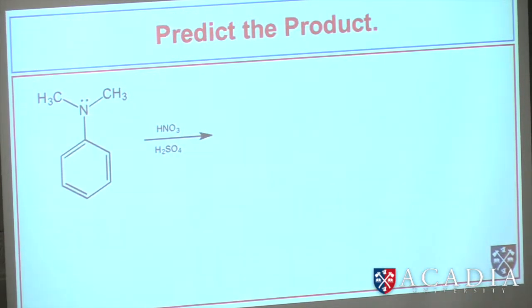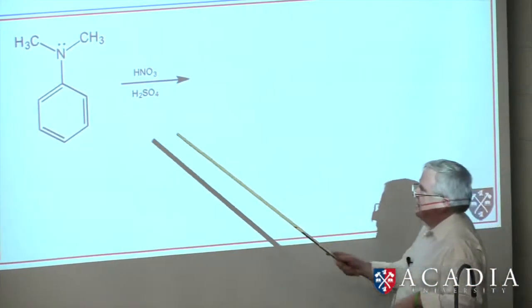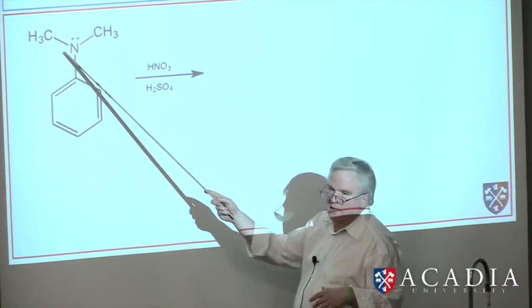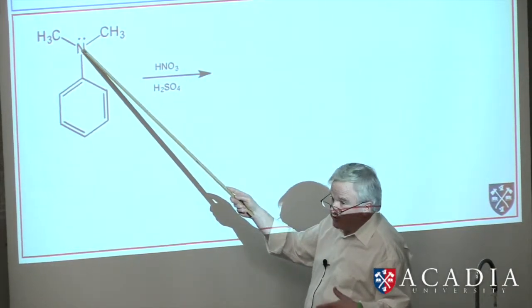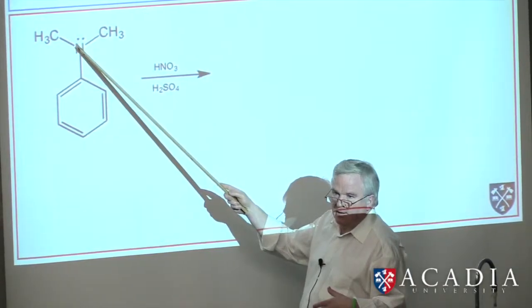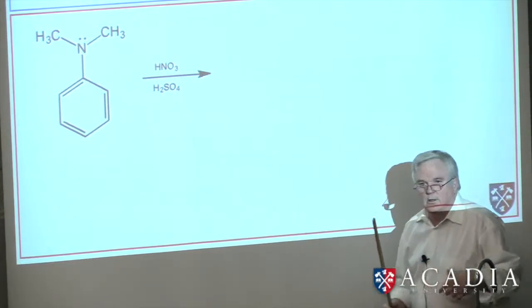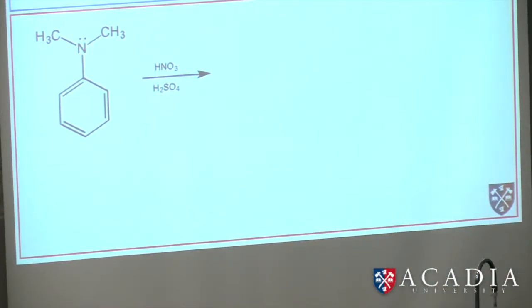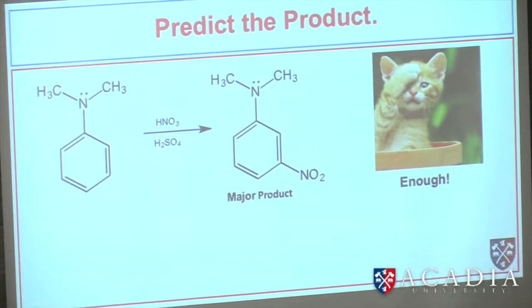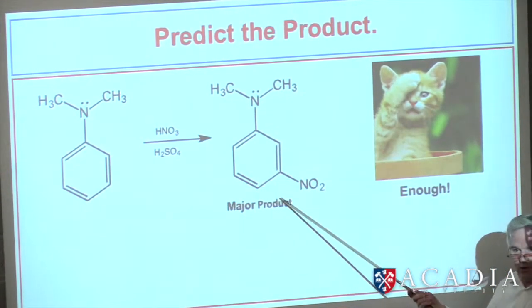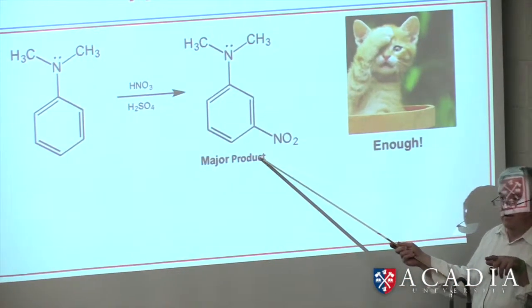And now here's a reaction. We've talked about the fact that this is, is this an ortho para-director or a meta-director? We have nitrogen with a lone pair of electrons on it. You could bond into that system, so we talk about this as being an ortho para-director. So what might we expect for these products? We find out why it is going to the meta position. Can anybody think?